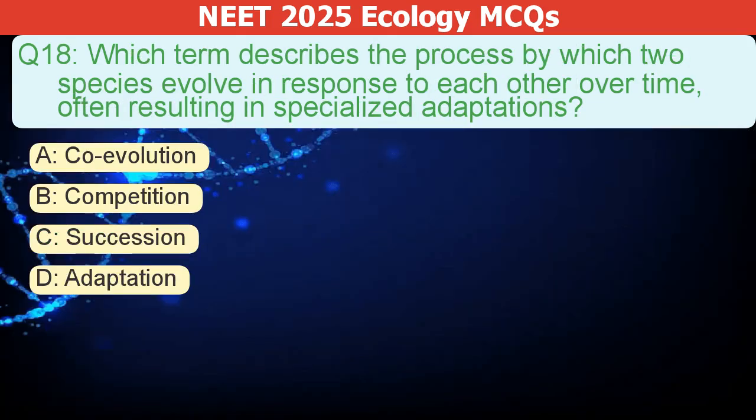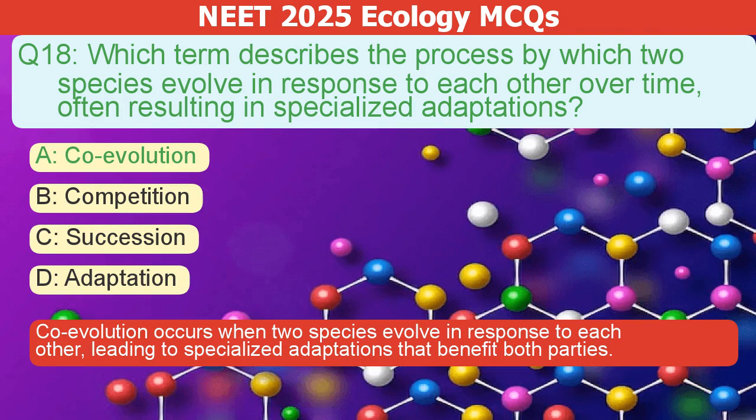Which term describes how two species evolve together over time, leading to special adaptations? A. Coevolution. B. Competition. C. Succession. D. Adaptation. The correct answer is A. Coevolution occurs when two species evolve in response to each other, leading to specialized adaptations that benefit both parties.